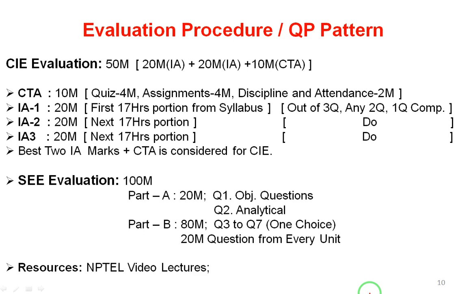In part B, there are question number 3 to question number 7, that is 5 questions, each of 20 marks. Each 20 marks question will be taken from every unit. Totally 5 units are there, so from every unit we will be taking a 20 mark question. Out of 5 questions, there is one choice, you can answer any 4.